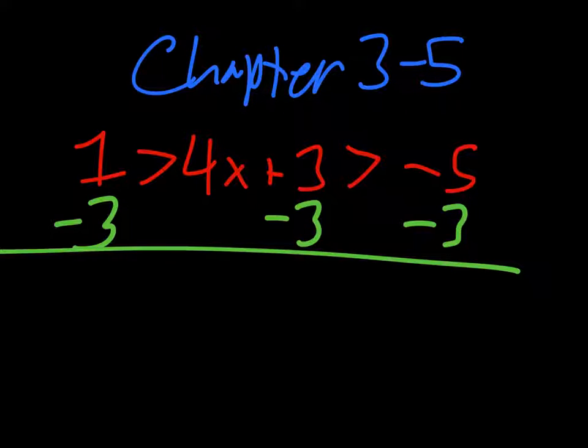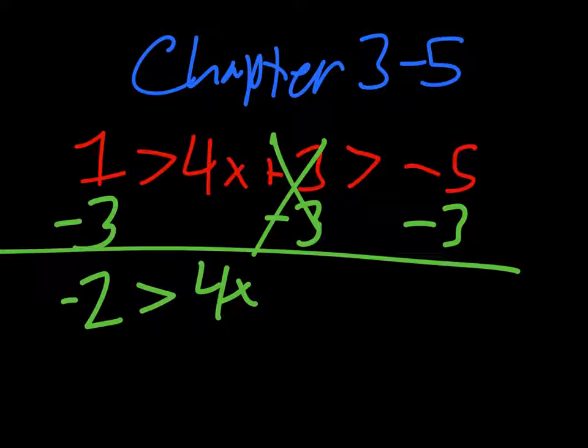1 minus 3 gives us negative 2. Bring down the greater than sign. Bring down the 4x. We know this cancels. Bring down the greater than sign again. And then bring down negative 8.